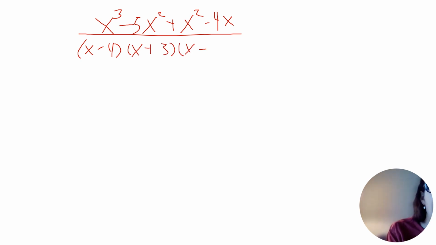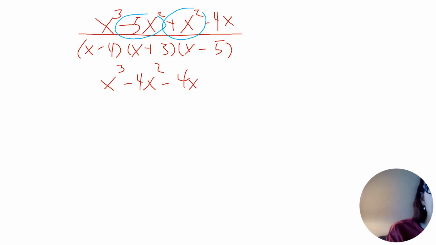And when I did this out, I actually combined the like terms as I rewrote it. So you got minus 5x squared and a plus x squared. And so that gives me my numerator. So that'll be negative 4x squared.